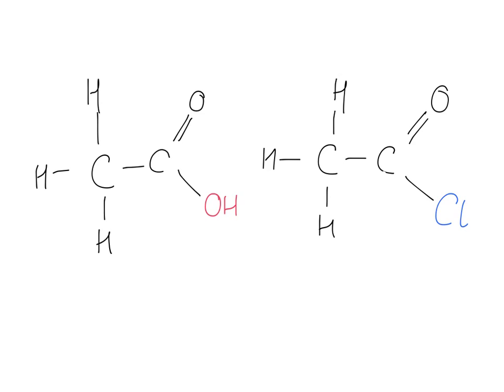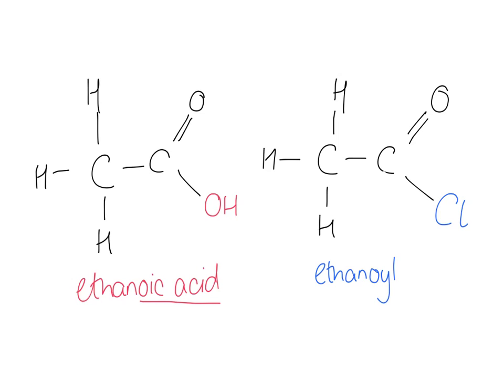Okay, and then if you draw those in two different colours, it just shows that's all that we've swapped. And so instead of this being called ethanoic acid, so ending in oic acid, we're now calling this ethanoyl chloride. Ethanoyl chloride, and that's how we name our acyl chlorides.